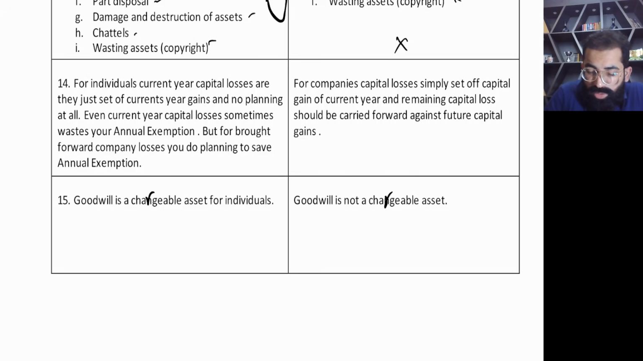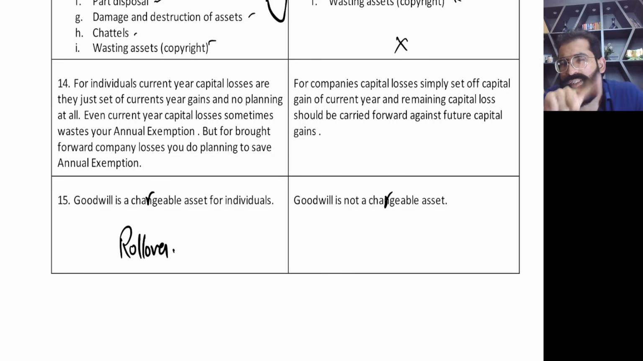Hope you remember the conditions of rollover relief. Remember, in rollover relief, you sell an existing business asset and you buy a new business asset. So both assets must be business assets, and both must belong to one of these categories. Number one, land and building used in the business. Number two, fixed plant and machinery. And number three, goodwill. For individuals, goodwill is a chargeable asset, but for companies, goodwill is not a chargeable asset, so you need to skip goodwill from the rollover relief conditions.